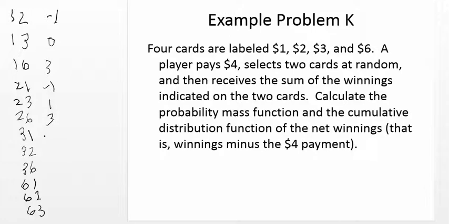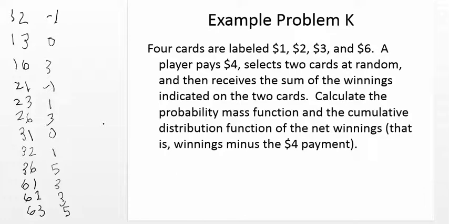3 plus 1 is 4, minus 4 is 0. Then 3 plus 2 is 5, minus 4 is 1. 3 plus 6 is 9, minus 4 is 5. 6 plus 1 is 7, minus 4 is 3. Then we have 6 plus 1 is 7, minus 4 is 3. And lastly, we have 6 plus 3 is 9, minus 4 is 5. That was supposed to be a 3.